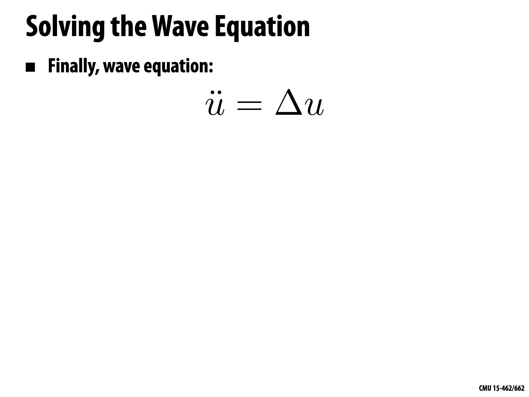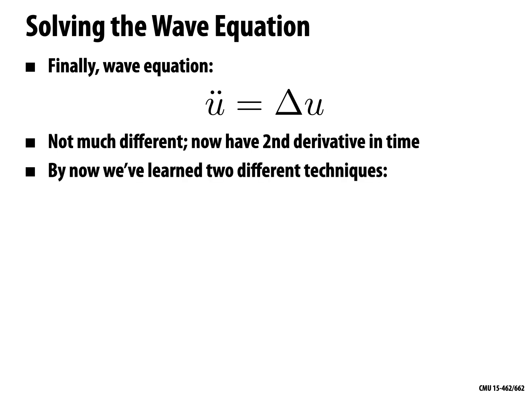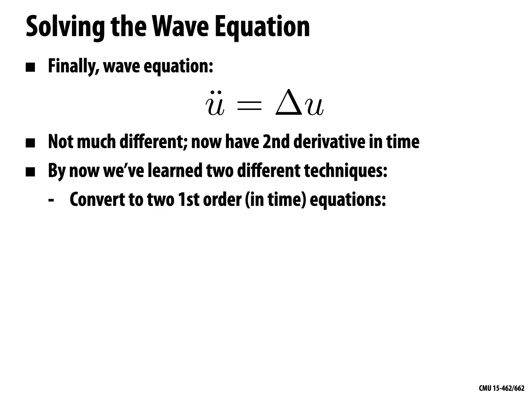Diffusion of heat versus waves propagating have very different behavior. So how do we do this? We now have a second derivative in time, and we actually know already two different techniques for dealing with a second derivative. The first one we learned about in our lecture on ordinary differential equations. We can split up an equation that's second order in time into two first order equations.